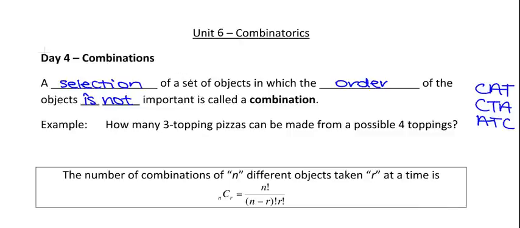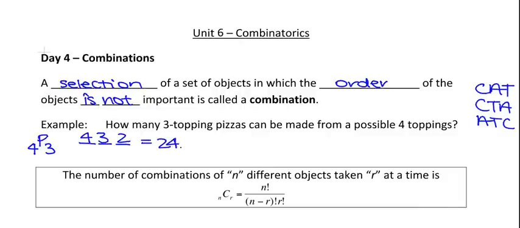For example, how many 3-topping pizzas can be made from a possible 4 toppings? So if the order was important on our pizza, you might do 4P3, which is the same as doing, okay, well, if I'm making 3 toppings, I can choose from 4, then 3, then 2, and this would give you 24.